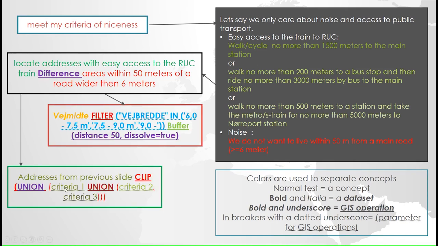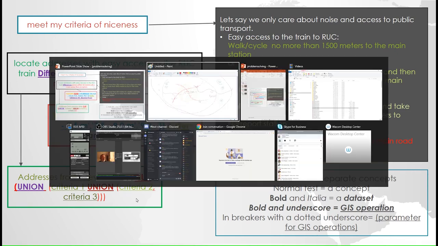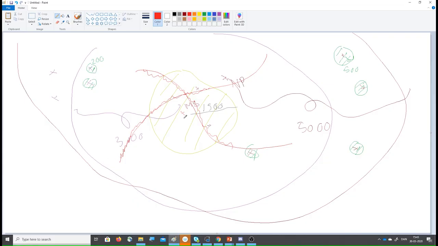Basically, what we wanted to do is a difference of the good places from the noisy places, and the good places we can construct as a union of all of those places here. So we'll union all the green ones, and then we will difference the red ones from that, and then we will find all of the addresses. So we will end up with some addresses, and we will just clip the address dataset with our union of the good places differenced with our bad places. And that's basically the process.